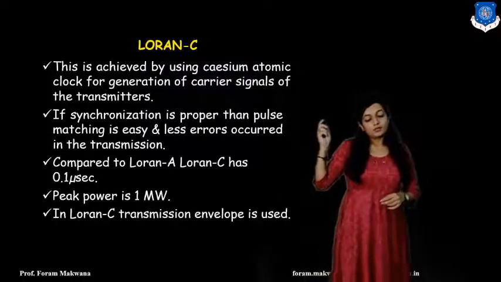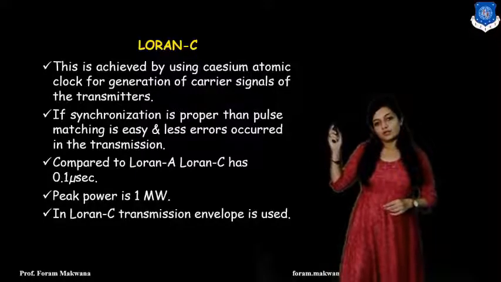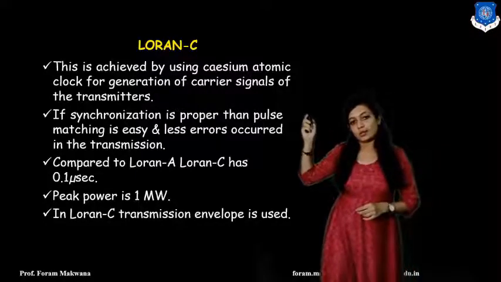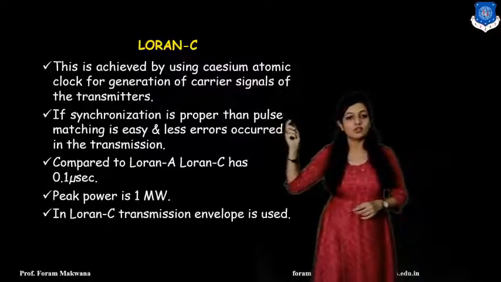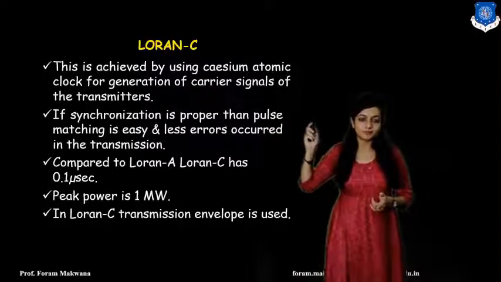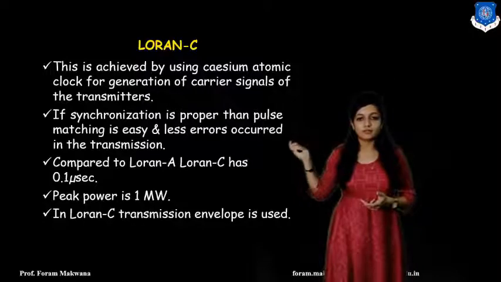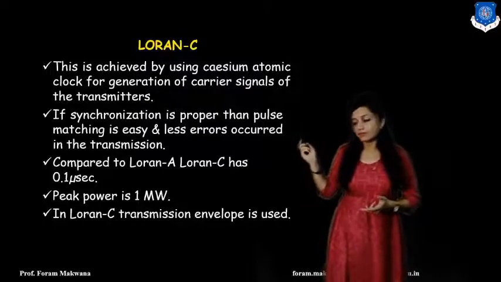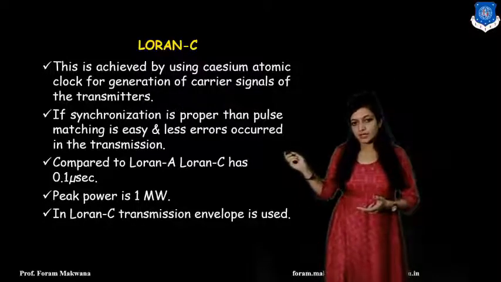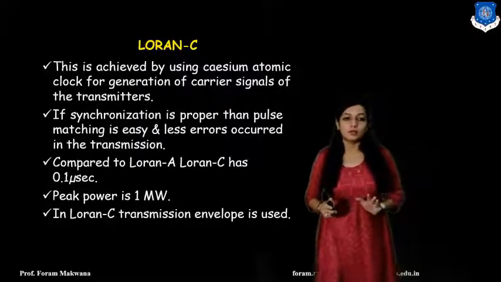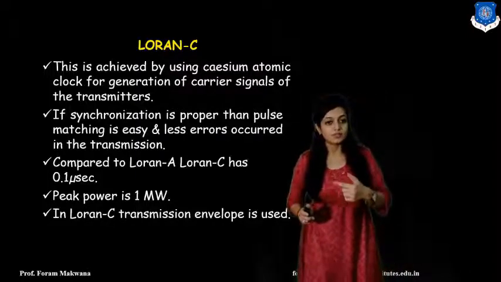So the accuracy is going to be achieved using the cesium atomic clock for generation of the carrier signal of the transmitter, and if the synchronization of the transmitter is proper, then pulse matching is going to be easy and less error is going to occur on the transmission side. Okay.